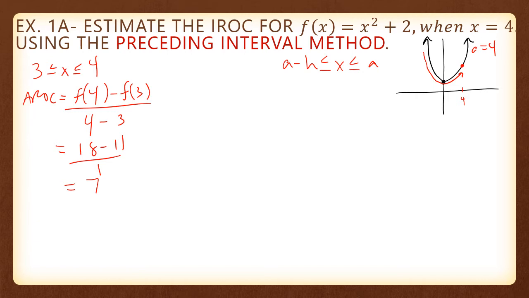Now let's get a little bit closer. So again, we're approaching from the left. So maybe let's do between 3.5 and 4. And IROC equals f of 4 minus f of 3.5 all over 4 minus 3.5.